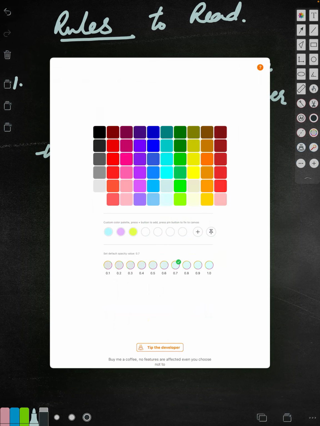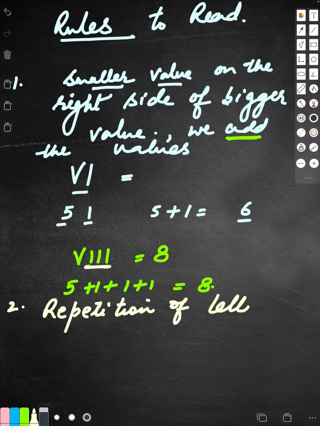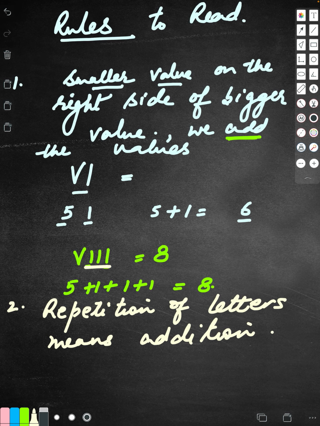Now children, let's come to the next rule. The next rule says, repetition of letters means addition. Repetition of letters means addition. As you are able to see in this representation of 8, I is repeated 3 times. It means I have to add 1 3 times.